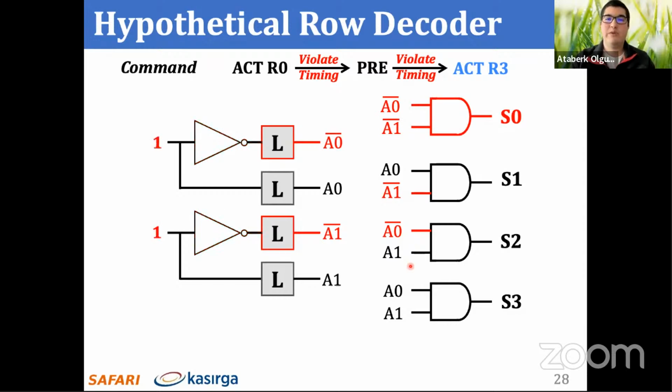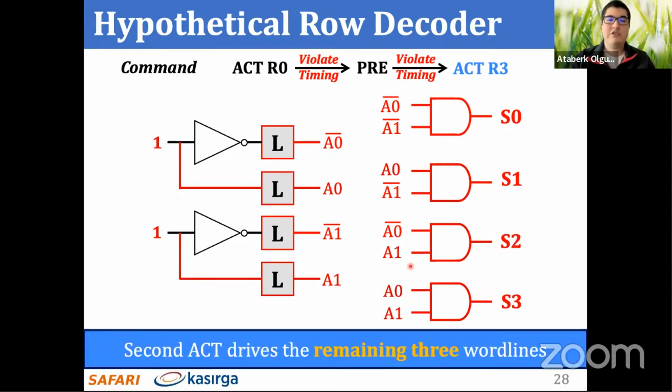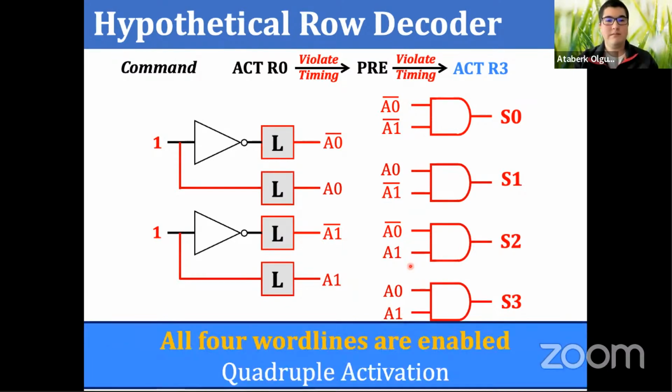Then the least significant 2 bits of the address are set to 1. And this enables the latches that drive A0 and A1. Since all intermediate signals are driven at this point, all bitwise AND combinations of these signals are also enabled. And with the execution of the second activate command, the remaining 3 word lines S1, S2, and S3 are enabled. This results in quadruple activation as all 4 word lines become enabled.